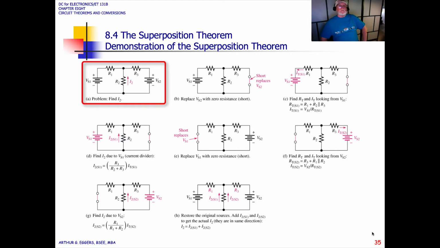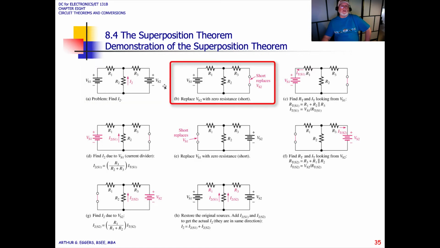So if we look at this demonstration, in the first step here, superposition says find the current I2 through resistor 2. In step 2, we're going to take out the source that's showing up over here on the right side, VS2, and replace it with a short. You should immediately see that this puts R3 and R2 in parallel and in series with R1.